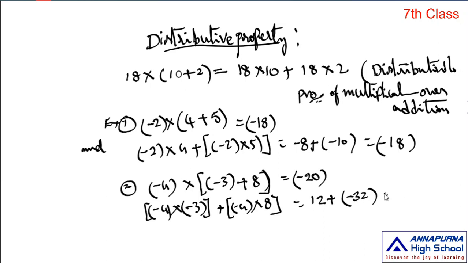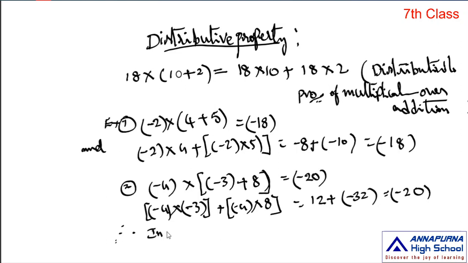So we will get either positive or negative. It depends upon the higher value sign. So subtract them as whole numbers. 32 minus 12 is 20. Here the higher value sign is minus. So it is equal to minus 20. If you observe, every time we are getting the same. Now by observing these two, we can say that distributivity of multiplication over addition is true for integers.